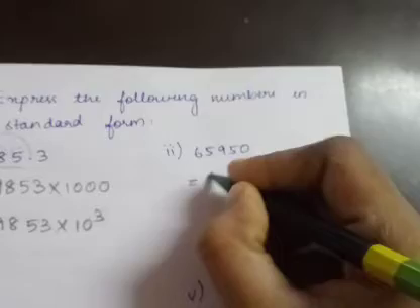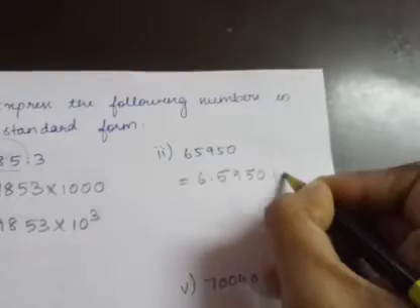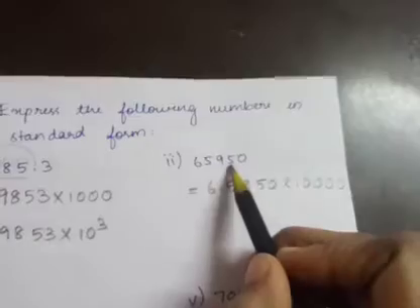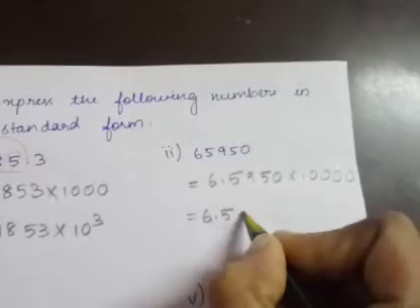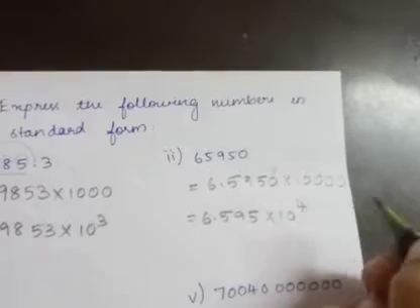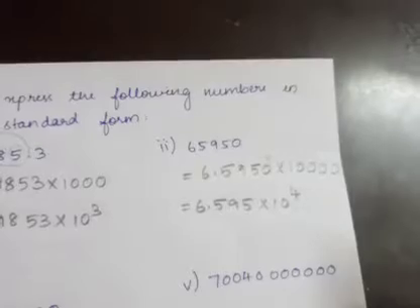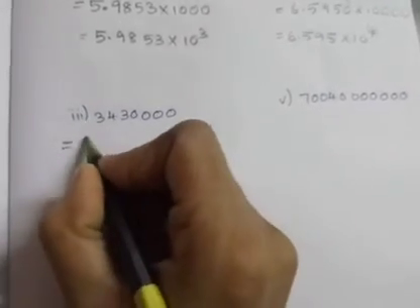Okay, now the next question, what will you write? 6.5950 into 10, 100, 1000, 10,000: 1 2 3 4. Yes, so now 6.595, you don't want to include the 0, into 10 power 4. So 6.595 into 10 power 4. Okay, next comes the third problem.